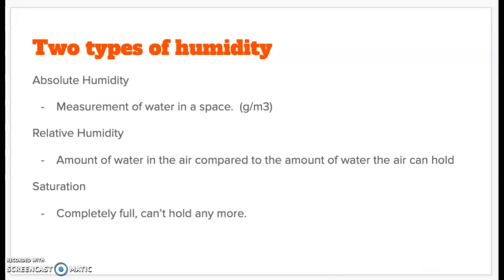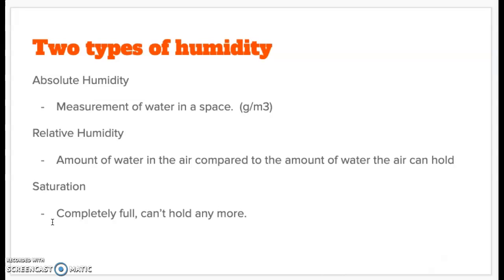One type of humidity is called absolute humidity, and this is just a measurement of the amount of water in a space, for example. So, one example of absolute humidity would be saying there is 70 grams of water per cubic meter, something like that. Very technical. This is a measurement of water in the air. This is not a percentage. This is the measurement itself.